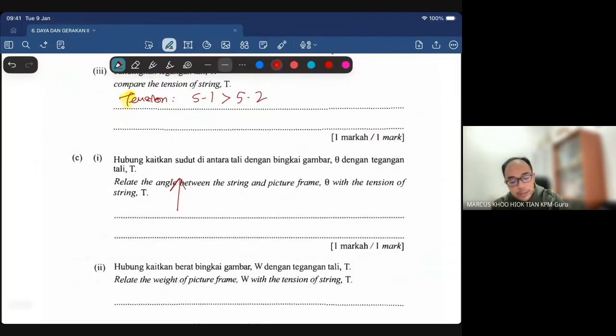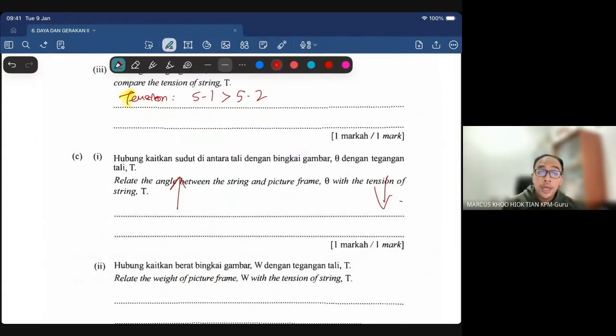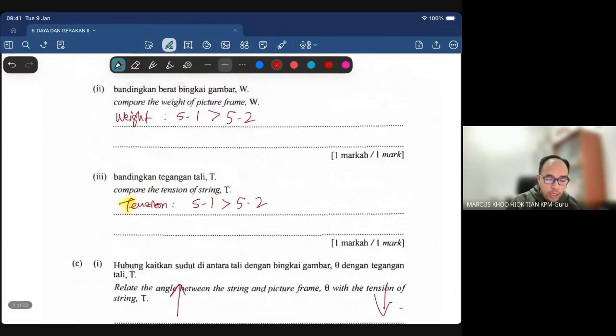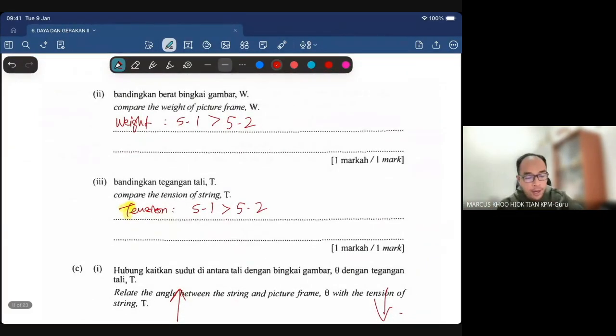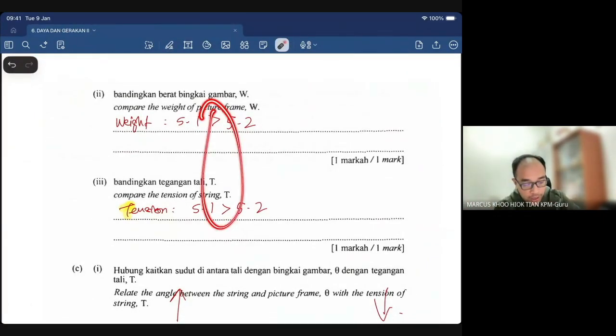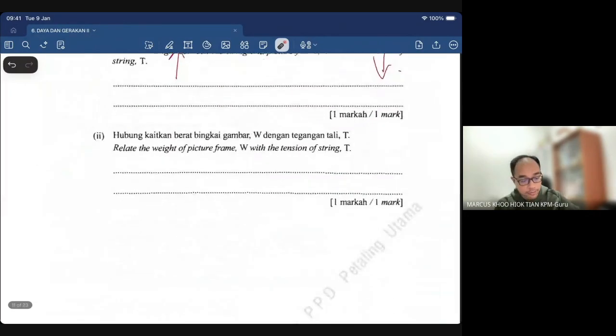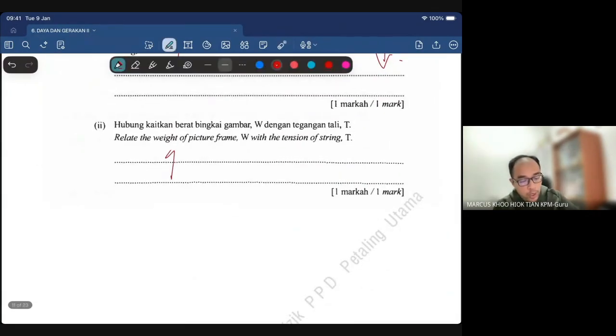The bigger the angle, the smaller the tension. Okay, because this is pretty straightforward. The angle determines the tension, not the other way around. The weight of the picture frame and the tension are also the same: the weight determines the tension. But if you take a look, both of them are in the same direction. So the bigger, the bigger. The bigger the weight, the bigger the tension. I think this is difficult lah. This one can.